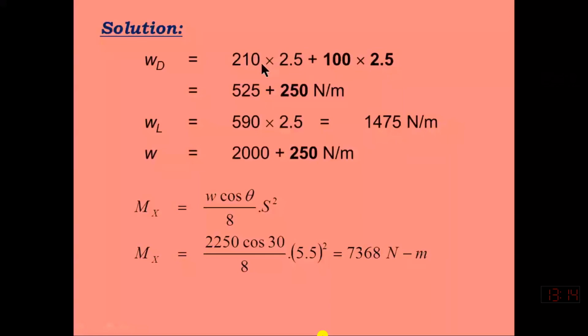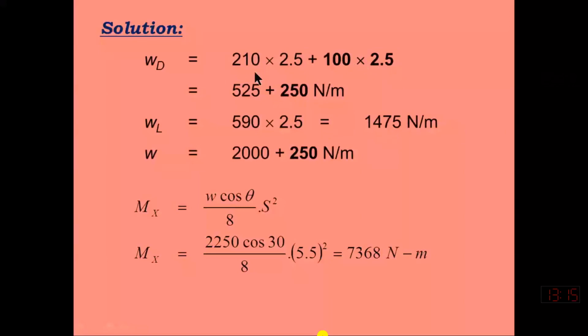Why? Because self weight is acting at the centroid of the section, so it will only produce bending moment and no torsion. But all the other loads, whether they are live load or dead load, are also producing torsion along with bending moment. We have already discussed.